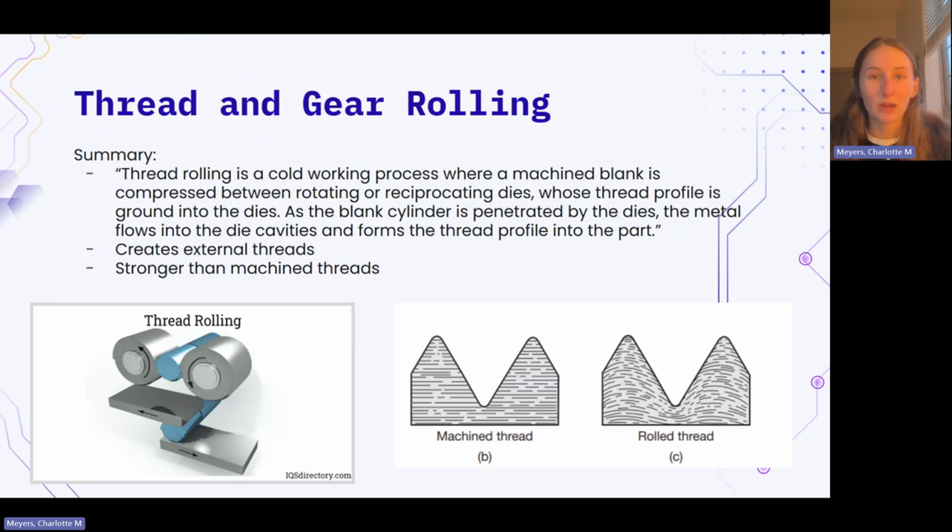Next thing I wanted to talk about was gear and thread rolling. Thread rolling is a cold working process where a machine blank is compressed between rotating reciprocal dies. This is how they take a stock piece and roll threads on it so that it can be used as a big screw. It creates external threads. And if you look at the image on the bottom here from the textbook, the threads created through thread rolling are a lot stronger than those that are machined.